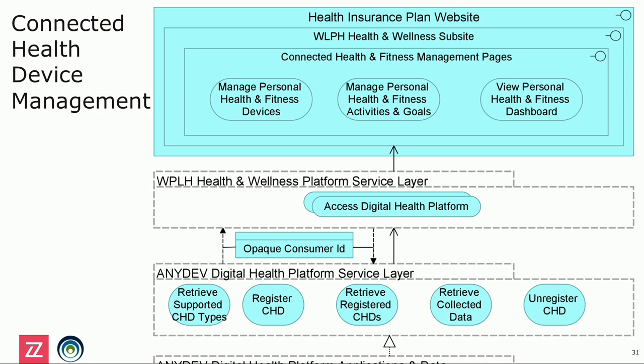The other thing that's important about this diagram is I'm using the flow relationship between groupings, which is a new ArchiMate 3 feature.